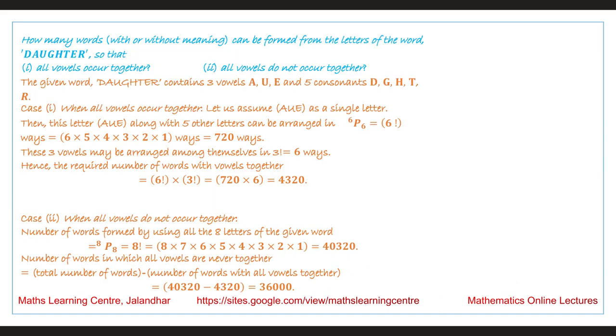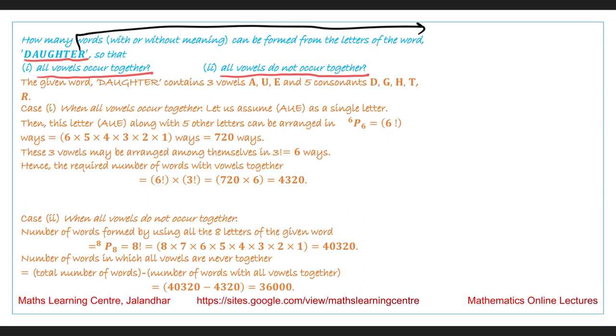Next is: how many words with or without meaning can be formed from the letters of the word DAUGHTER, so that all vowels occur together and all vowels do not occur together? If we look at this word DAUGHTER, the total number of letters is 8. So the total number of words that can be formed is 8P8, that is equal to 8 factorial.